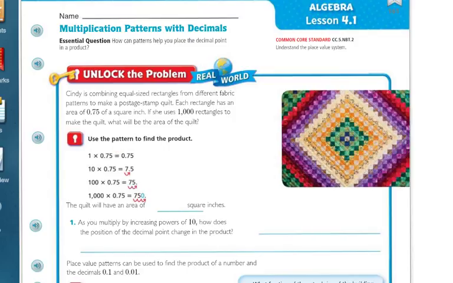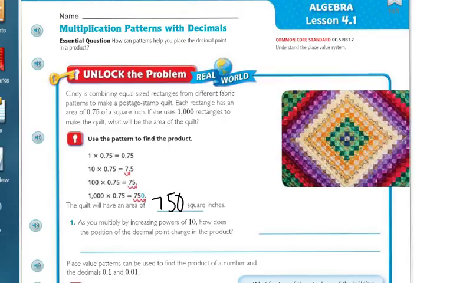So we're going to use the pattern to find the product, just like we did in chapter 1, and again in chapter 2, where we were multiplying by the powers of 10. We're doing the same thing, because 1 times 75 hundredths is 75 hundredths, but 10 times 75 hundredths, we're just moving our decimal point over. So then we're going to have 7 and 5 tenths. 100 times 75 hundredths, now we're moving the decimal point over 2 spots, so now we're going to have 75. If we're doing it 1,000 times, we're going to move the decimal spot over 3 times. So it's going to be 750. So it's going to have an area of 750 square inches.